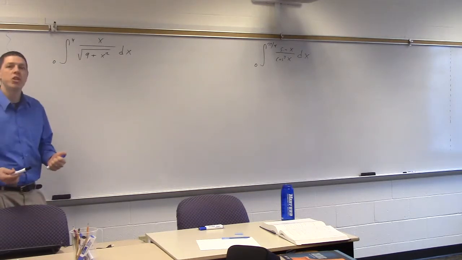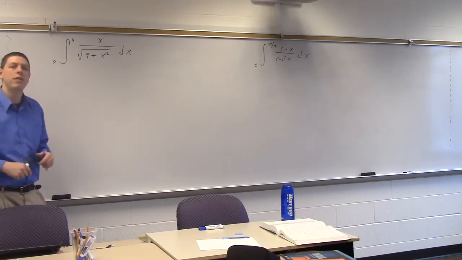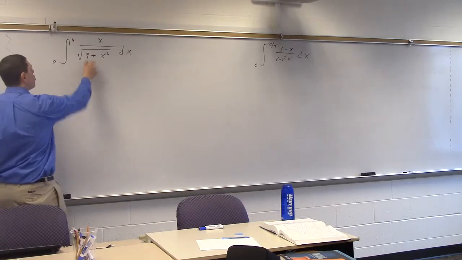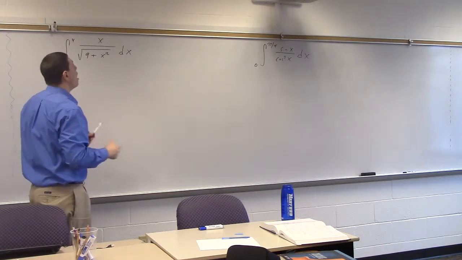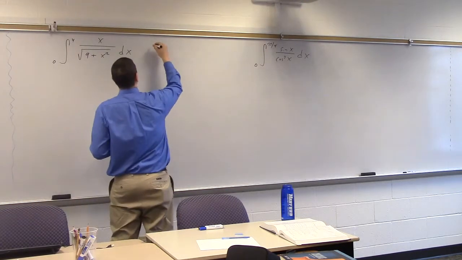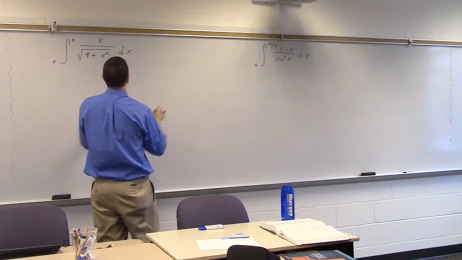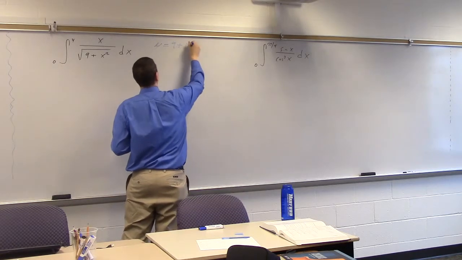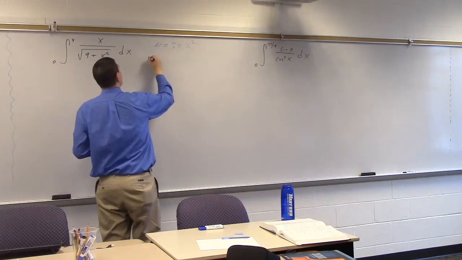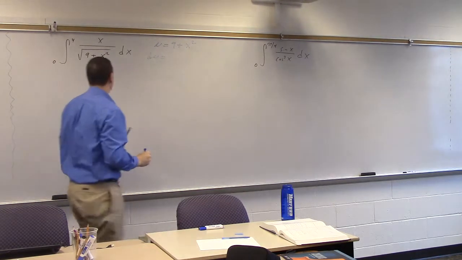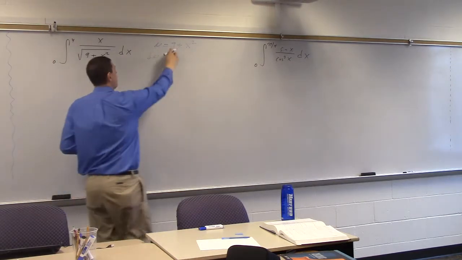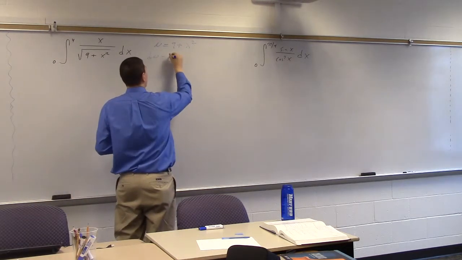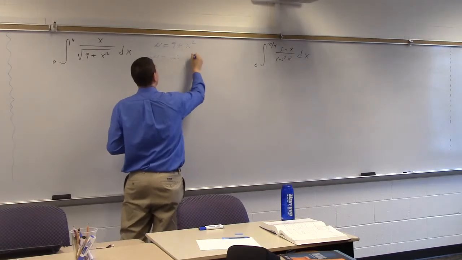So the composition in this case is what's underneath of the radical. So under the radical is 9 plus x squared. Let's let our u be equal to 9 plus x squared. I'm going to let du be the derivative, and the derivative of 9 is 0, the derivative of x squared, 2x dx.